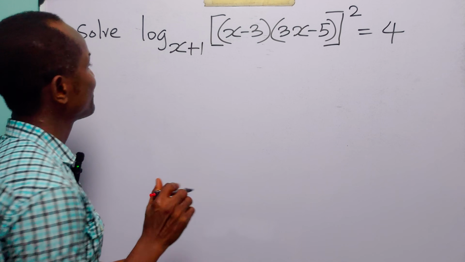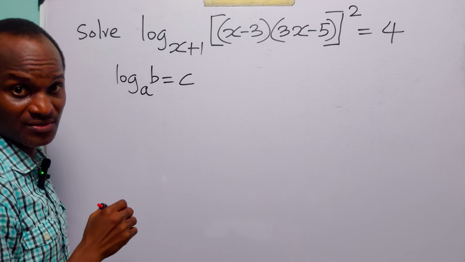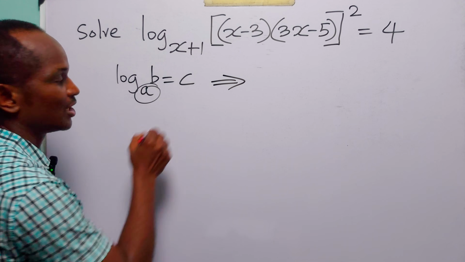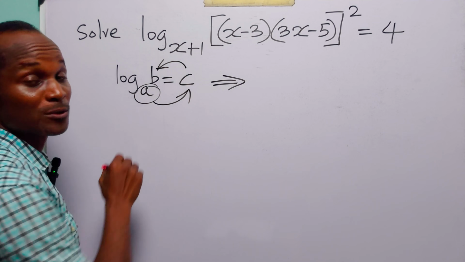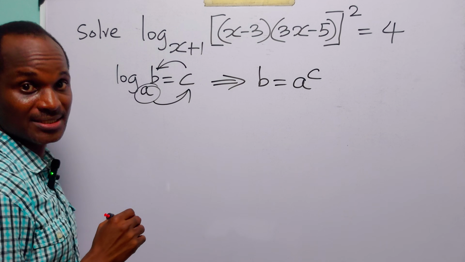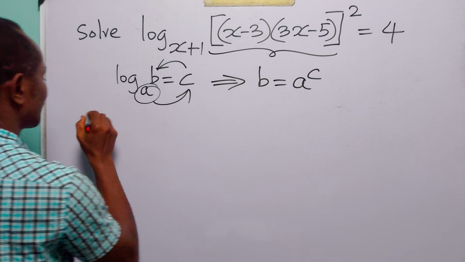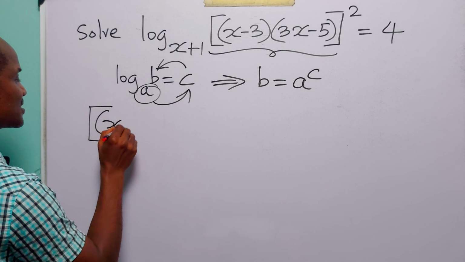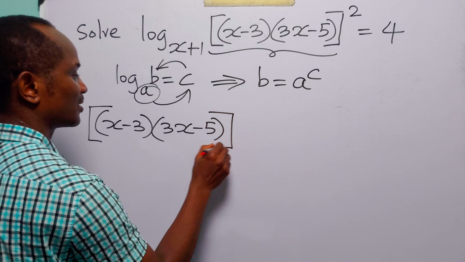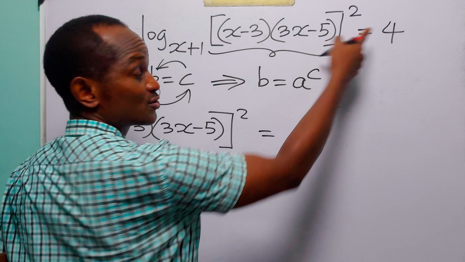One such way is to remember that when we have a statement such as log to base a of b is equal to c, we can write this in exponential form as a to the power c is equal to b. That is, we have that b is equal to a raised to the power c. Now, applying this to this equation, we have that x minus 3 times 3x minus 5 squared is equal to x plus 1 to the power 4.